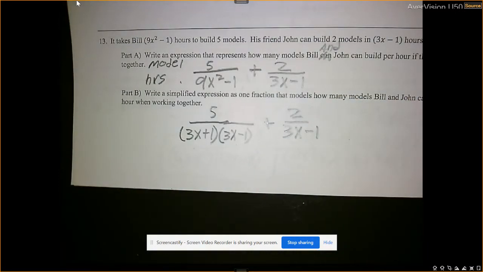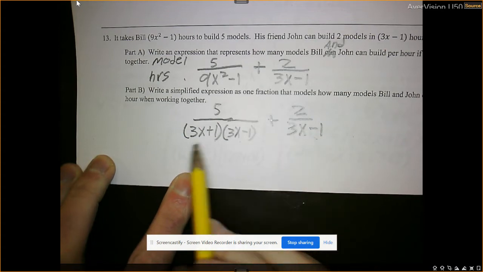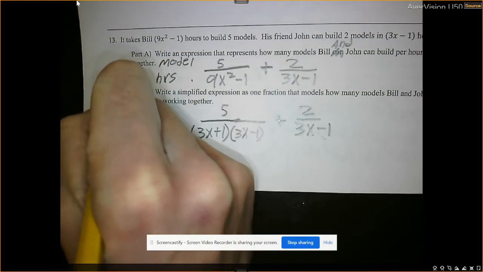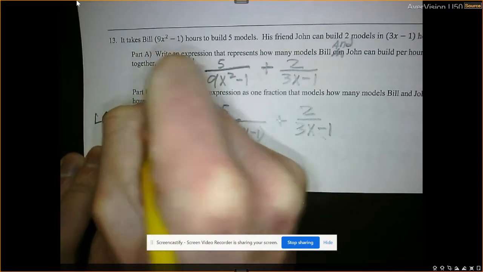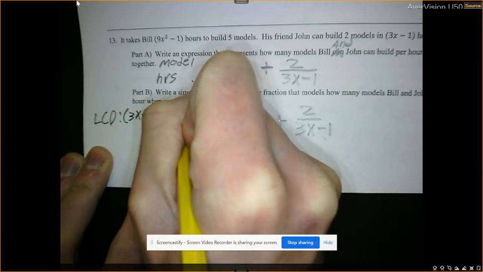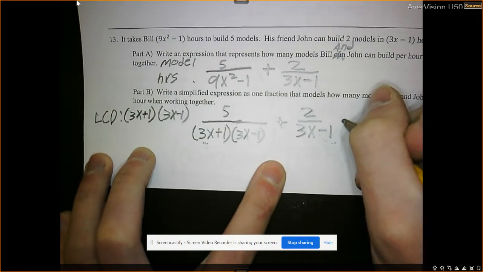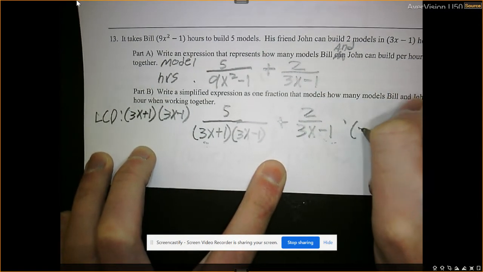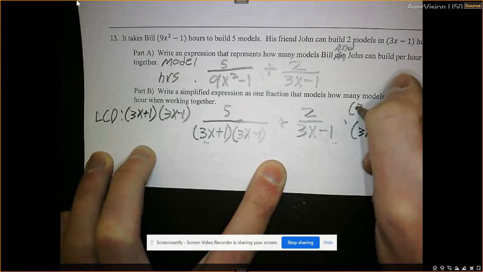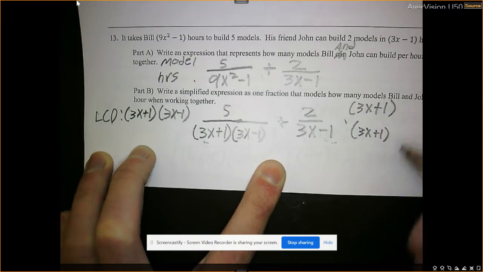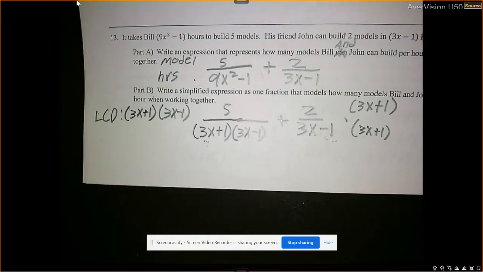Now we think, what's the least common denominator? This already has the 3x minus 1. It just needs a 3x plus 1. So the least common denominator is 3x plus 1 times 3x minus 1. If I'm going to get a 3x plus 1 over here, I need to multiply this by 3x plus 1, and what I do to the bottom, I have to do to the top. So I'm multiplying the top by 3x plus 1. This one already has my least common denominator, so I don't need to touch it right now.